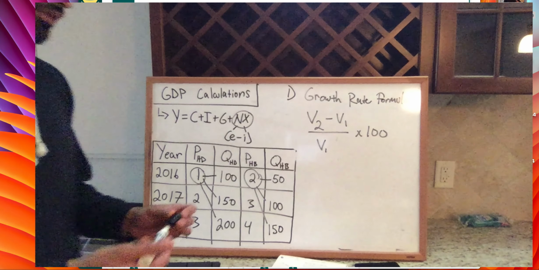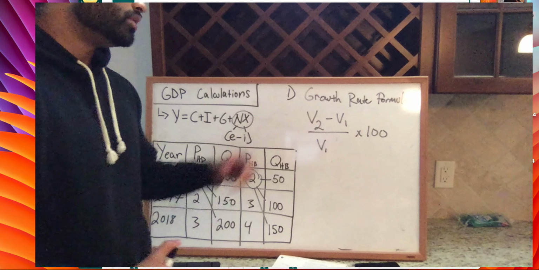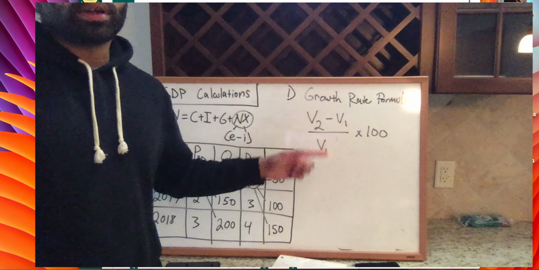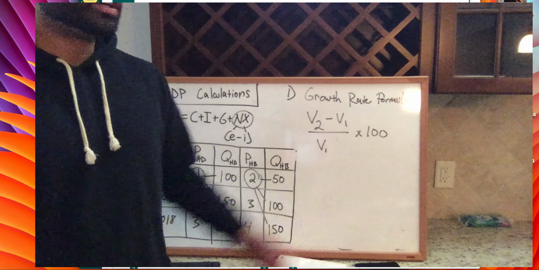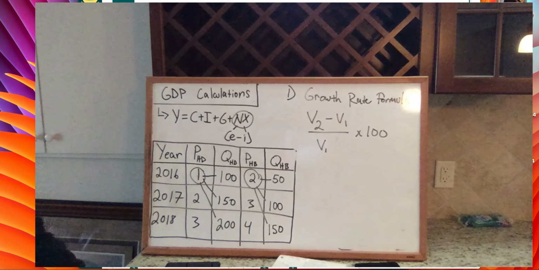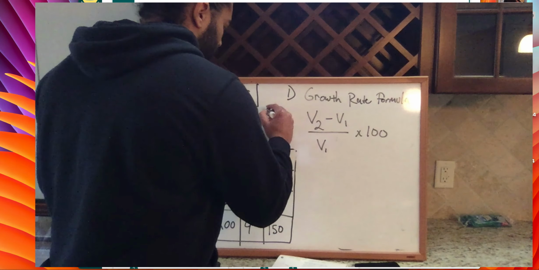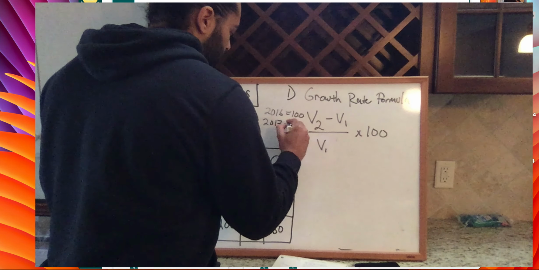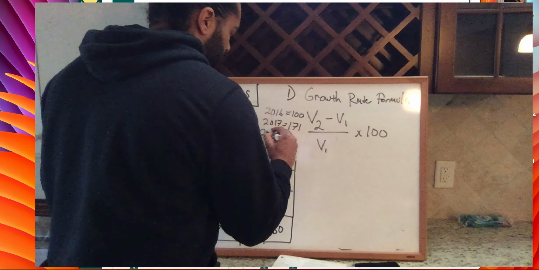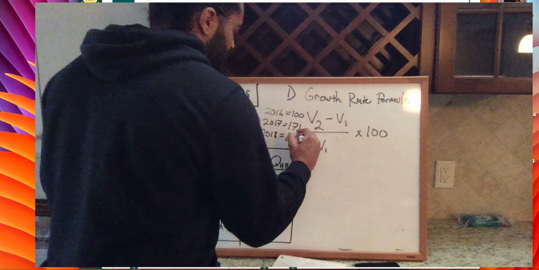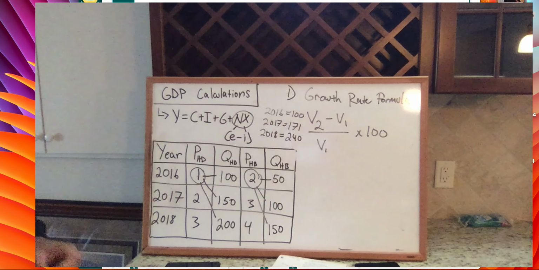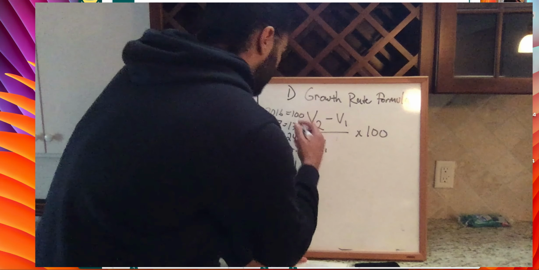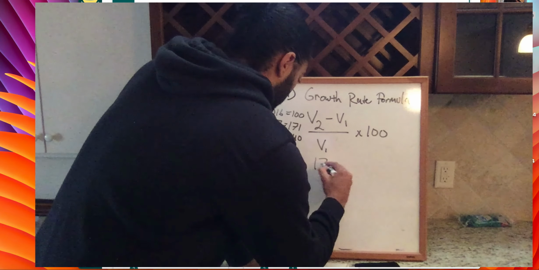All right, so after you get your GDP deflator, what you're going to do is use your growth rate formula. So the formula is as such: value 2 minus value 1 divided by value 1 multiplied by 100. So you would use your GDP deflator numbers, which were, again, 2016 was 100, 2017 was 171, 2018 it was 240. Now you're going to calculate the growth rate for each one, so going from 16 to 17 and then 17 to 18. So if we start with 16 to 17, 171 is our value 2.